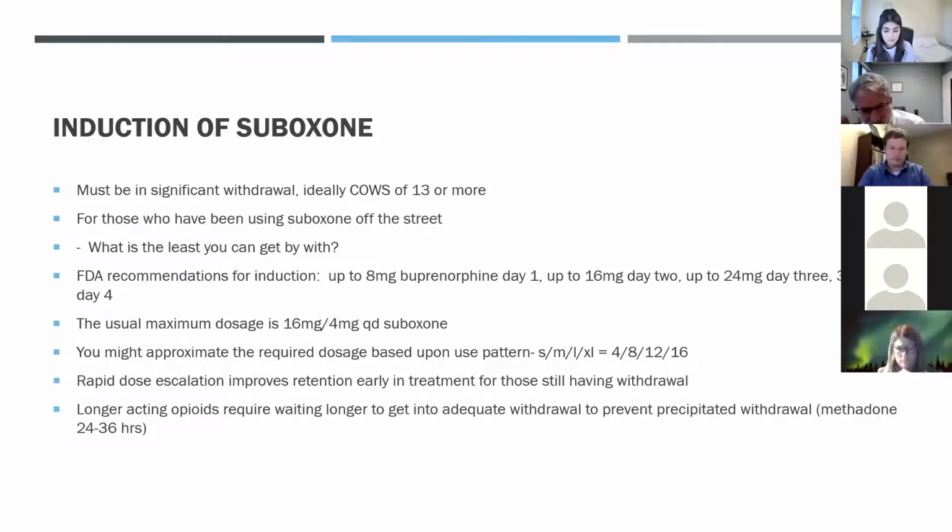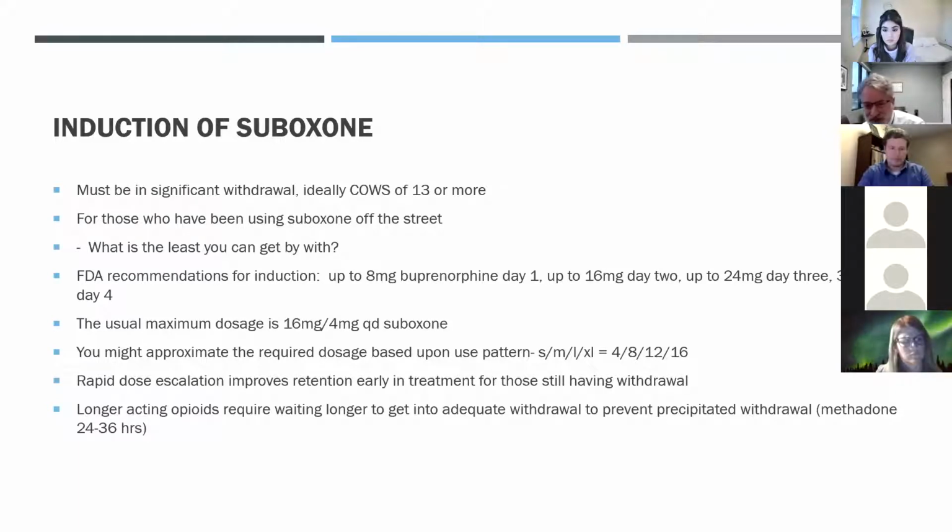Often, patients will start at more than the FDA recommended 8 milligrams on day 1, or 16 milligrams on day 2, or 24 milligrams on day 3, or 32 milligrams on day 4. It's very rare that a patient is going to be prescribed 24 or 32 milligrams, or anything above 16 milligrams really. 16 is the usual maximum dose. In the 3 years I've been here at WVU, I think there's one patient I've prescribed more than 16 milligrams to. It's a rare instance.